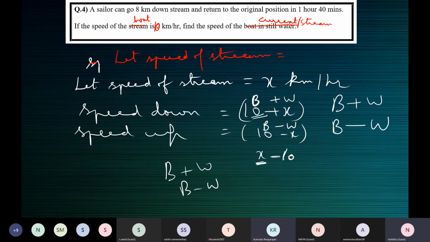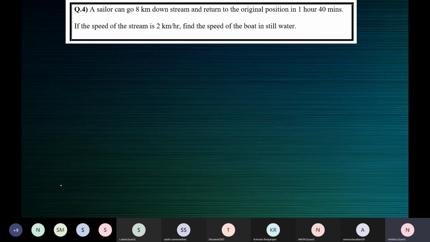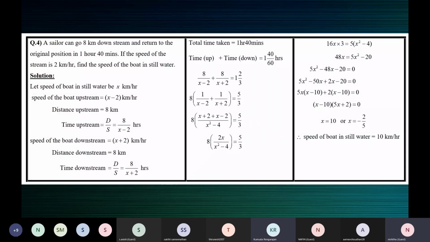Boat is 10, water is x, 10 plus x. Boat is 10, water is x, 10 minus x. It's the speed of the boat that has to be written first, and then we need to add or subtract the speed of the water or the stream or current. Be careful there. All right, children, please complete this answer. If you have not completed, please take a screenshot. Complete this answer.